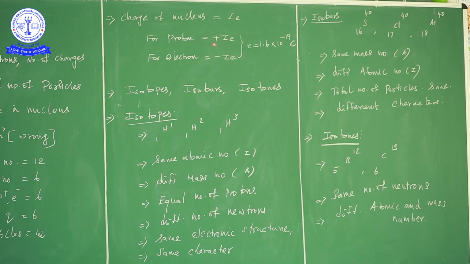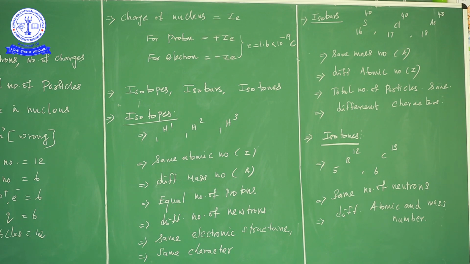This is the difference. So for proton, e is equal to 1.6 into 10 power minus 19 coulomb, and we put a plus sign in front, because the proton is positive in character. For the electron, it is 1.6 into 10 power minus 19 coulomb, and here we put a minus sign. Why? Because the proton is positive in character and the electron is negative in character.